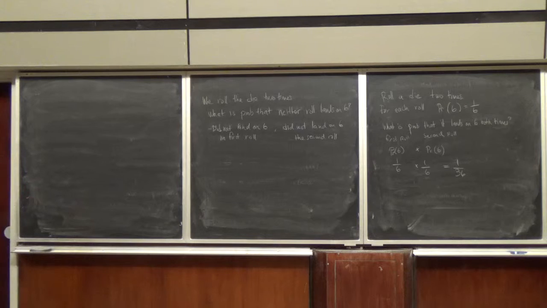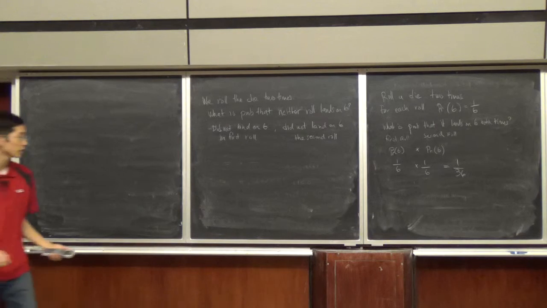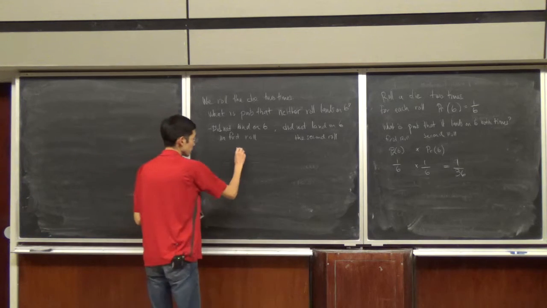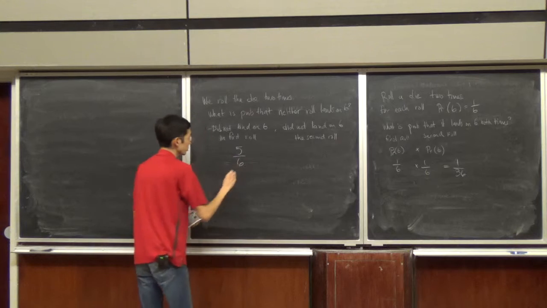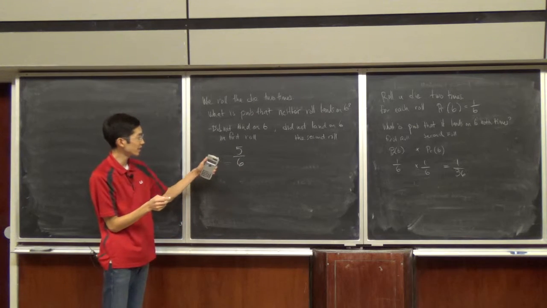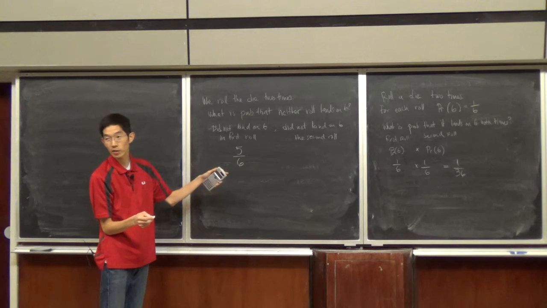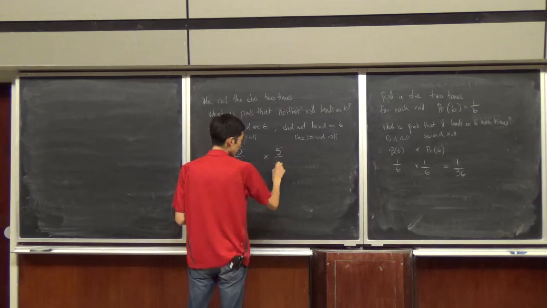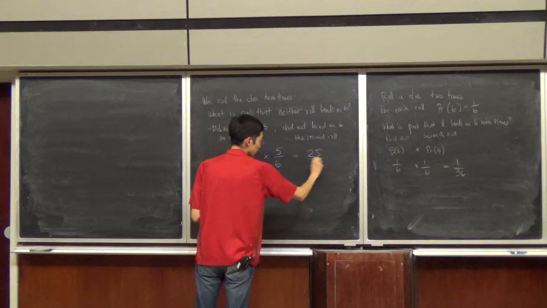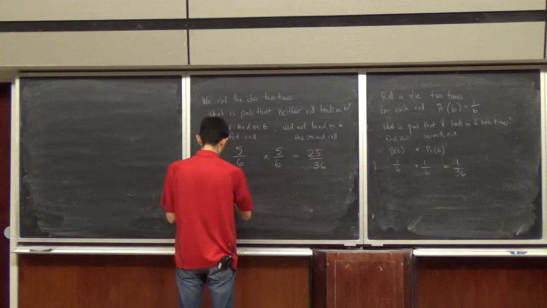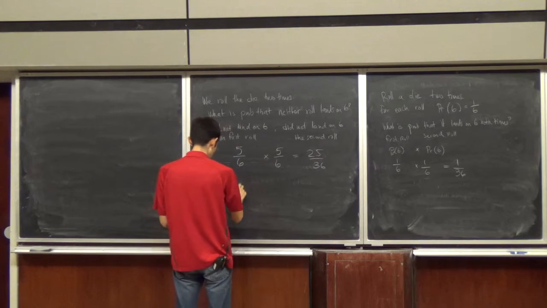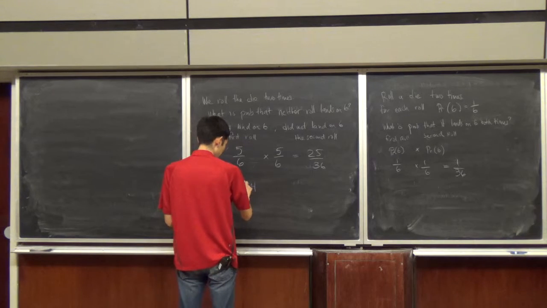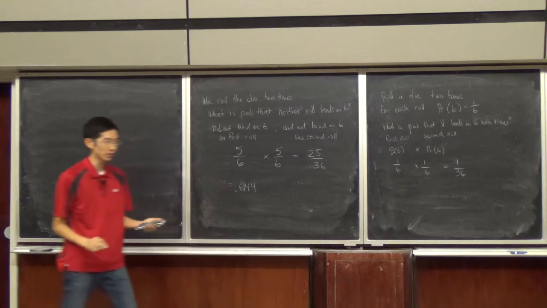Okay, what's our answer? You can leave it in fraction form or give me a decimal. 25 over 36. Yeah, the answer is 25 over 36. What's the probability that you roll the die and it's not a 6 on the first roll? 5 out of 6. And it has to happen again. 5 out of 6. We get 25 out of 36. In decimal form, we have 0.6944.